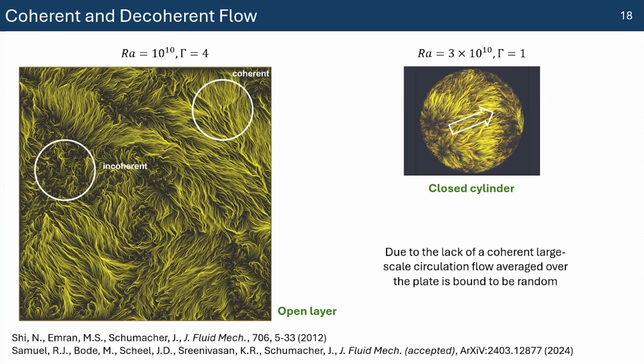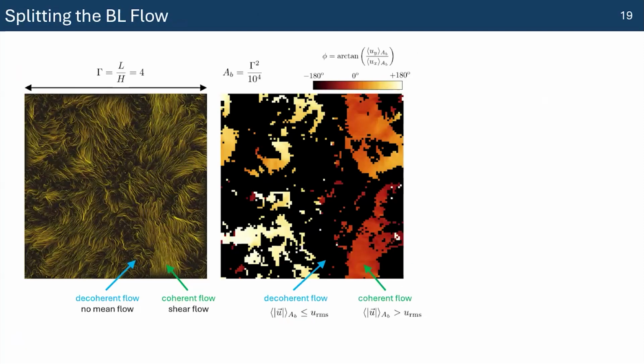So that's why I had said earlier that due to this lack of a coherent flow, when we average over the entire plate, it's bound to be random. That's what we had seen earlier. So what if we split the flow into coherent and decoherent regions?